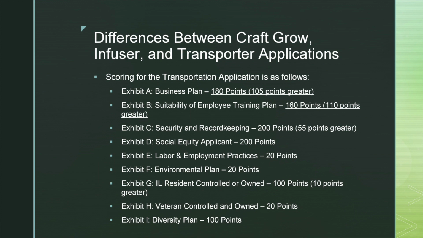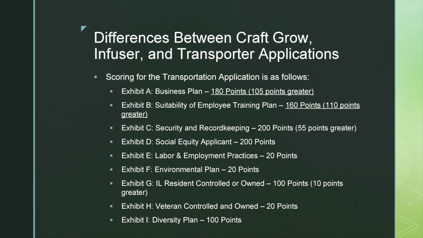On slide 49, it goes into the different scoring differences between the transportation application and the infuser and craft grow applications. So in Exhibit A of the transportation application, the business plan is 180 points, which is 105 points greater than the business plan of both the craft grow and the infuser. So there is a much larger emphasis on the business plan when it comes to transporter when compared to craft grow and infuser. The next is Exhibit B, suitability of employee training.